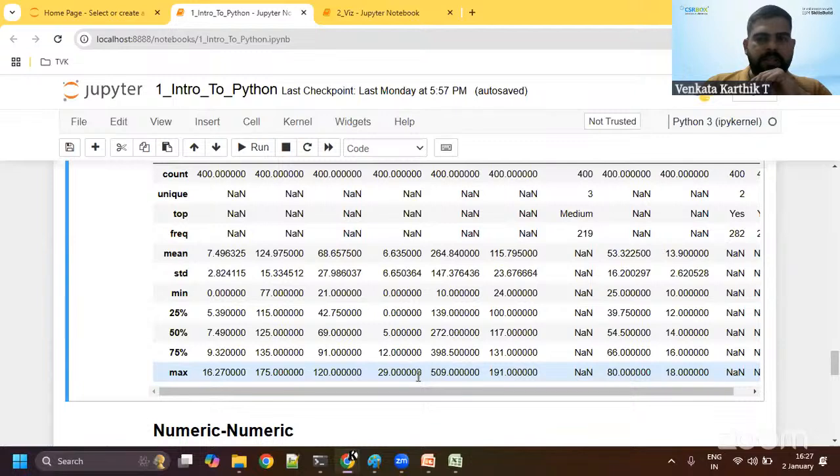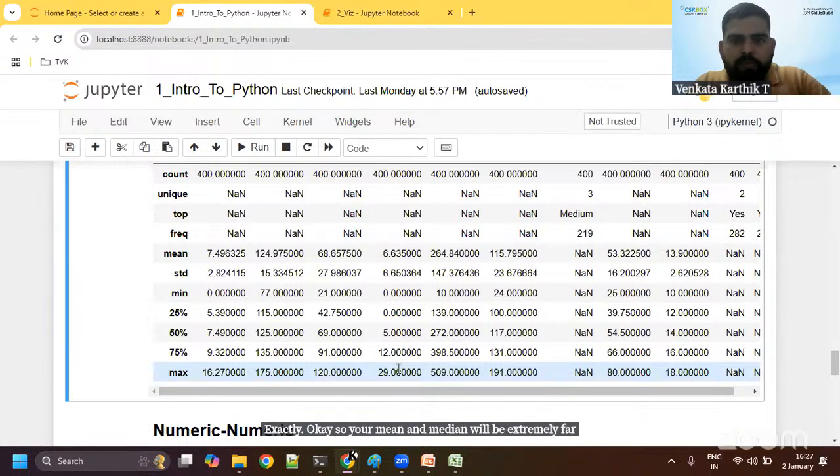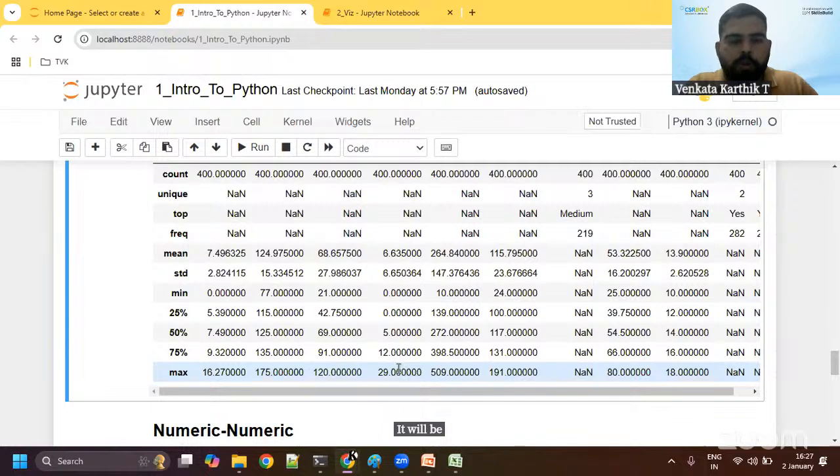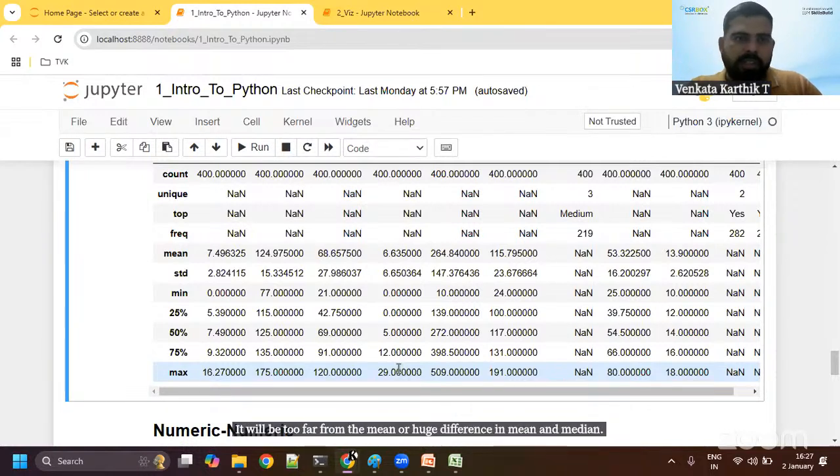Exactly. Okay. So your mean and median will be extremely far away. I mean, they will be far away from each other. Yes, there will be a huge difference in mean and median. Okay, correct. So there will be a big difference in mean and median.